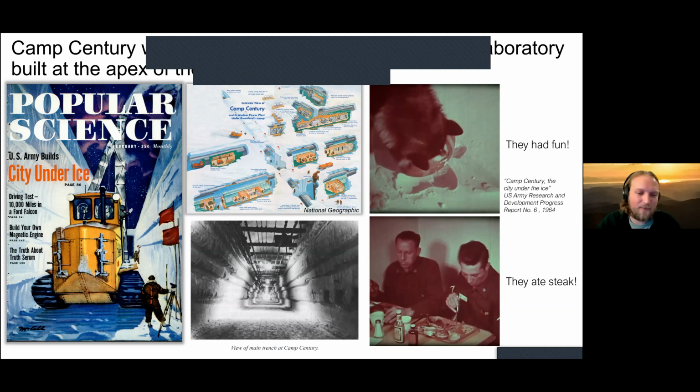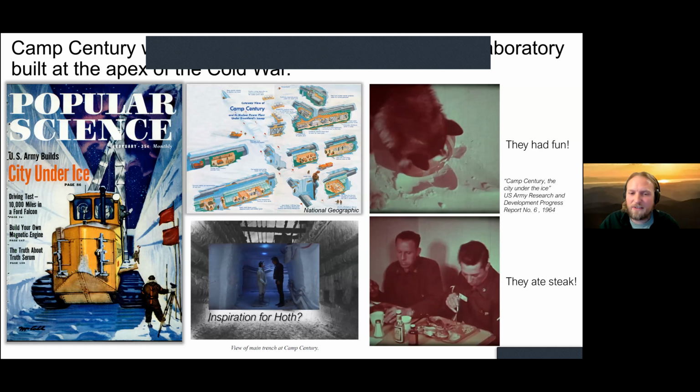And I mean, it's kind of interesting to look at pictures of Camp Century and think of maybe how this place permeated into popular culture in other ways, because these ice tunnels from this military installation look very similar to some images from the Star Wars movies.